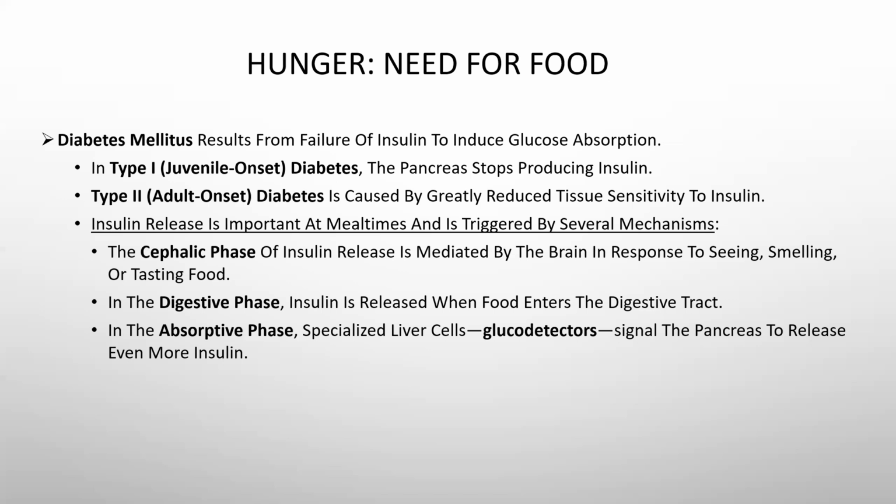So insulin release is important at meal times and is triggered by several mechanisms. The first one is the cephalic phase of insulin release, which is mediated by the brain in response to seeing, smelling, or tasting food. So insulin ramps up even during the cephalic phase. Then again, it's released in the digestive phase when food enters the digestive tract. And then finally, in the absorptive phase, you have specialized liver cells, the glucose detectors, signaling the pancreas to release even more insulin.